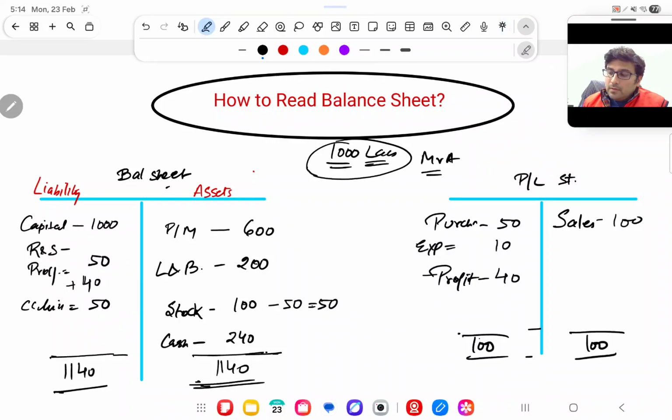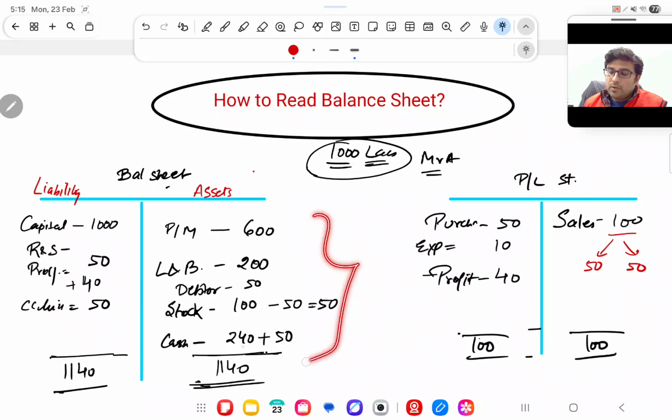So what will happen? Let's say out of this 100, only 50 has come in cash, another 50 is outstanding. So this 50 which is outstanding, what will it become? It will be debtors of 50. Now the cash position will be affected by only 50. Now again if you total, then this total will be matched. One item is pending, sorry.